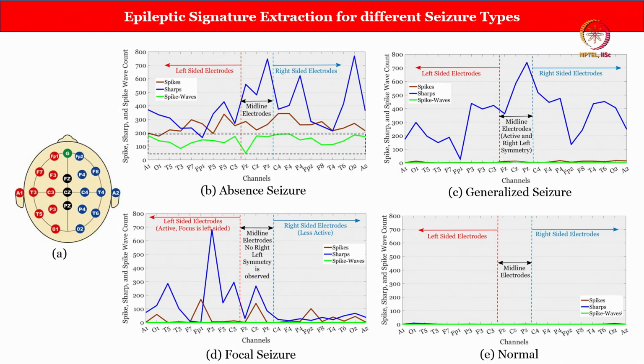Finally, for the normal subject, we were not able to identify any kind of feature extractions, either a spike or sharps or spike waves. Nothing was significant in the case of the normal subjects, right. So, now if we know that it is a normal subject versus a subject suffering from epilepsy, then using the 10-20 system we can differentiate whether a subject is suffering from a generalized seizure, absence seizure, focal seizure, or is normal.